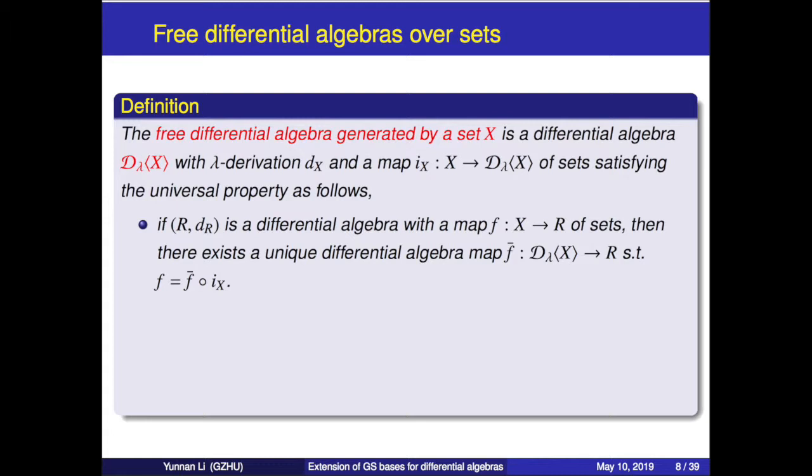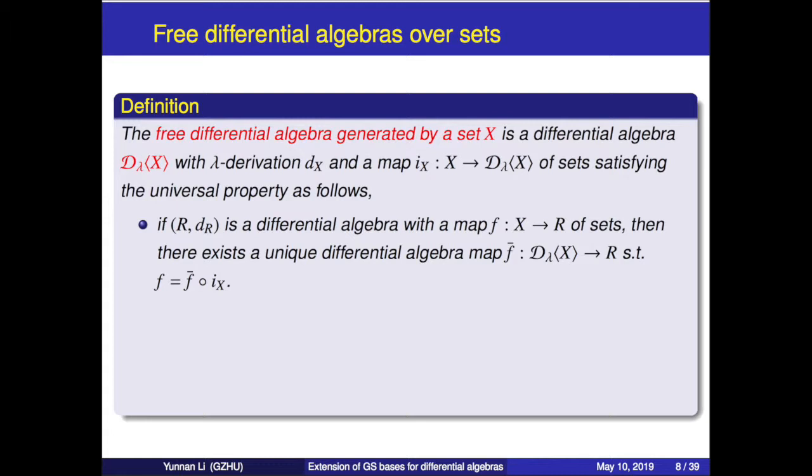It's just a differential algebra with an extra set map satisfying the following. But are you now assuming lambda is zero? No, lambda is still arbitrary. So by the word differential algebra, you mean this? We mean the arbitrary one, without the emphasis. Right, without commutativity. Okay, it's not commutative. Then the universal property.